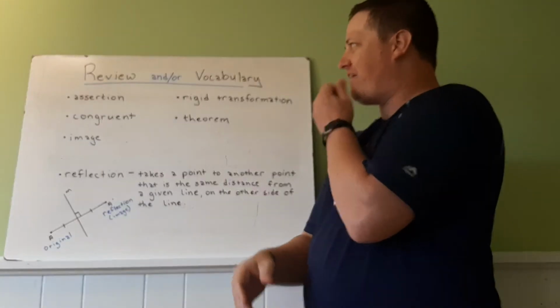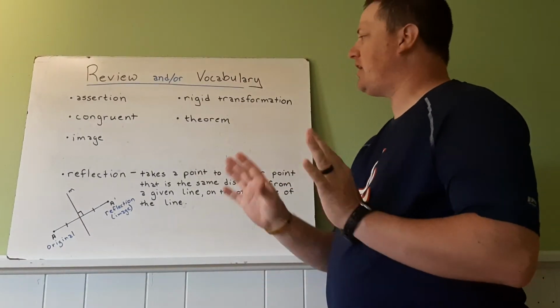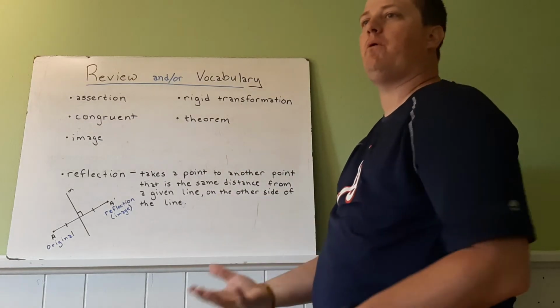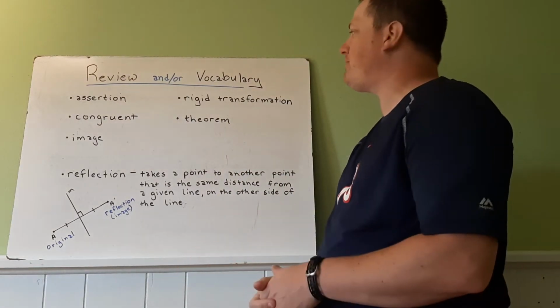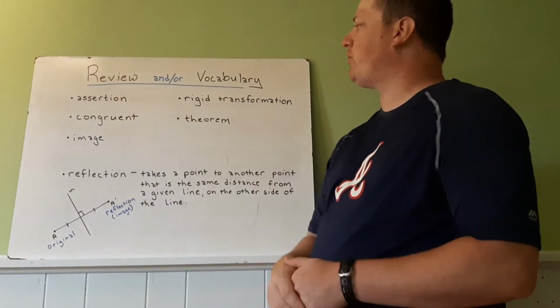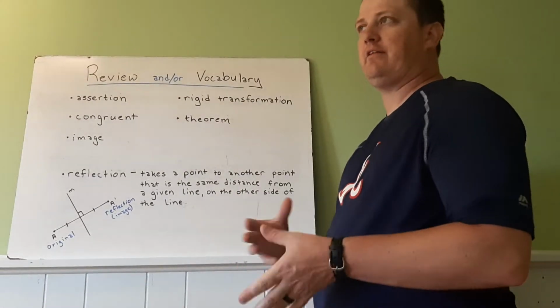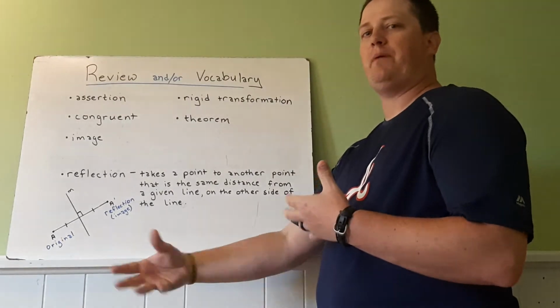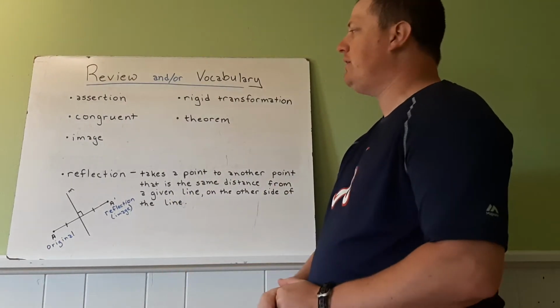All right, so our vocabulary, the first 5 words are all things that we've talked about. We have our assertion, something that we think is true and we want to prove is true. We have congruent, which is anything that's the same. Typically, we do a transformation to it, put it in a new spot. It's still the same, just in a new spot.